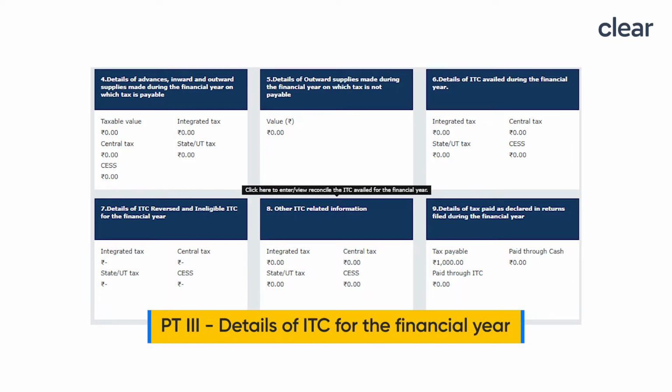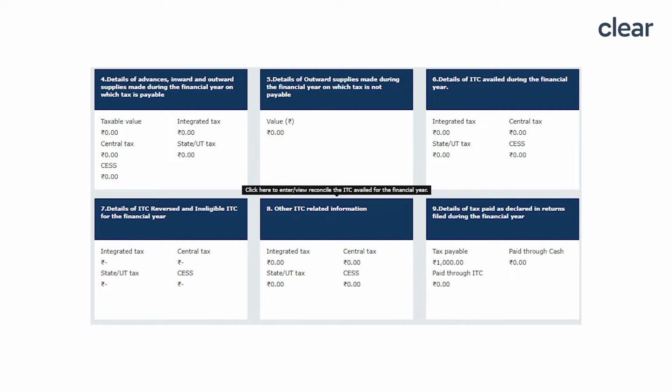Part 3, details of ITC for the financial year. This part comprises 3 tables. Table 6, details of ITC availed during the financial year. Table 7, details of ITC reversed and ineligible ITC for the financial year. Table 8, other ITC related information.